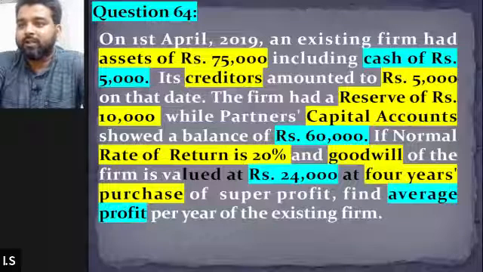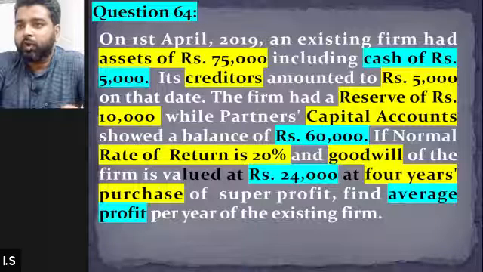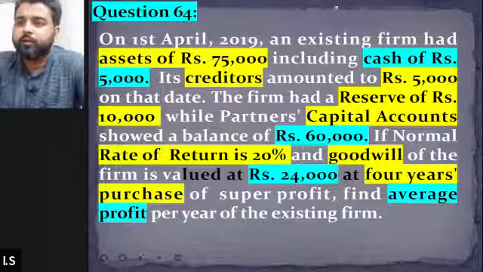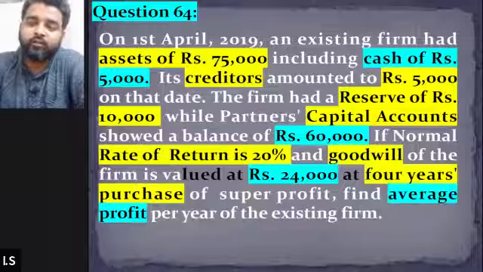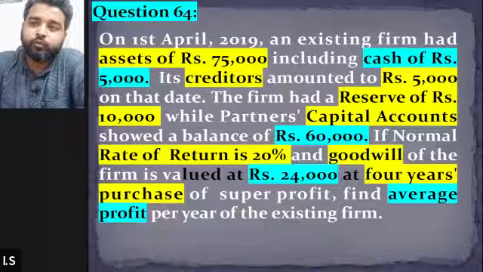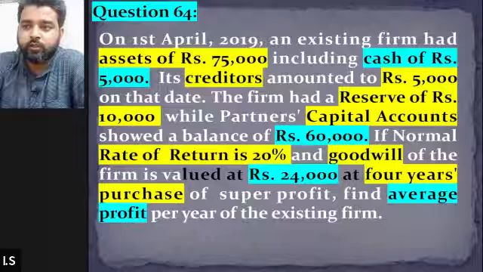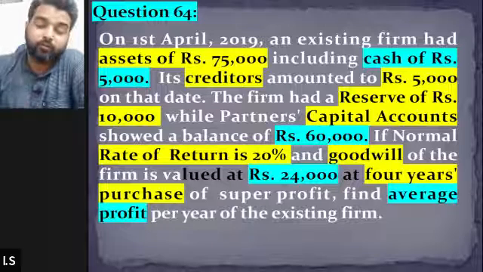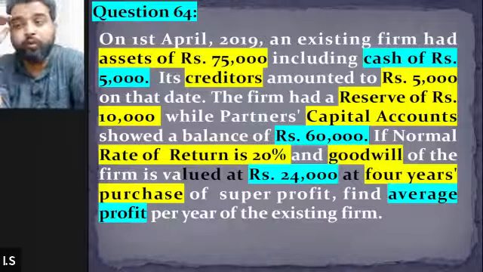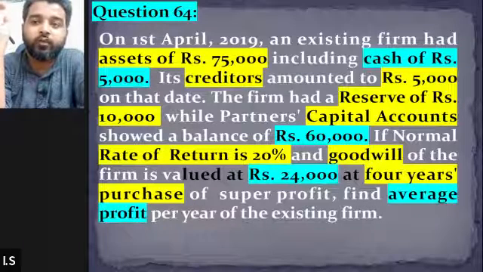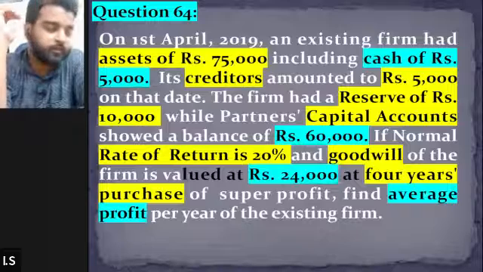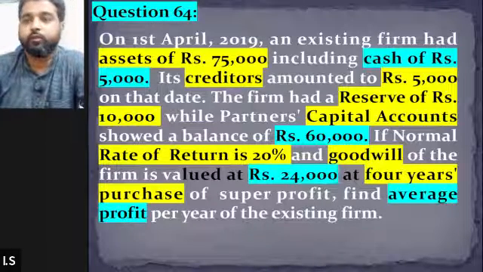Question is also telling us about the value of the goodwill. Already the value of the goodwill is given in the question. 24,000 is the value of goodwill. We need to find out the average profit of the firm. So we won't be calculating the value of goodwill in this question, since it is already given. We will be finding out the average profit of the firm. Let me solve this question for you, then I'll give you another question to solve.